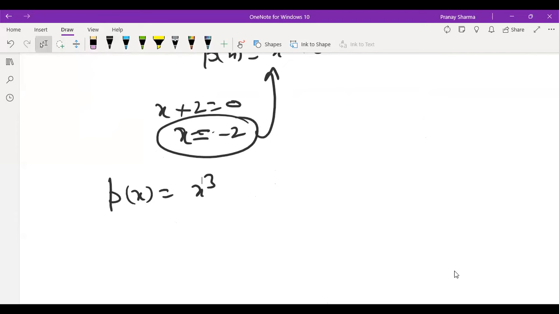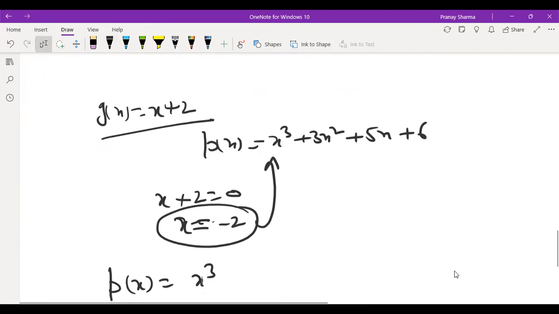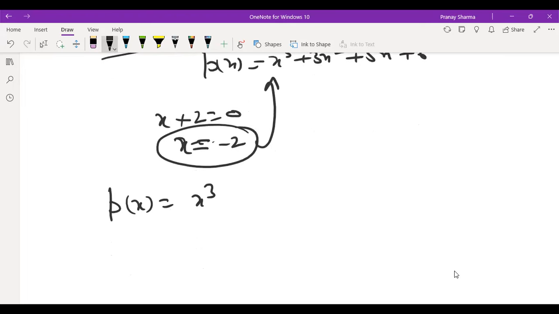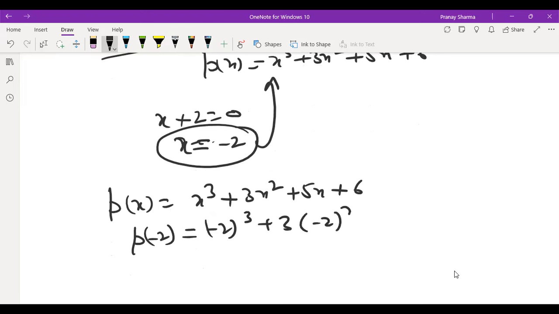Let me rewrite this. It will be x cube plus 3x square plus 5x plus 6. All right, so we need to calculate the value. It will be p at minus 2: minus 2 whole cube plus 3 times minus 2 square plus 5 times minus 2 plus 6. Now we need to check whether this comes out to be 0. If this comes out to be 0, that means we can say that x plus 2 is a factor. We are getting a value of the polynomial at x equals minus 2 as 0, according to the factor theorem statement, right?